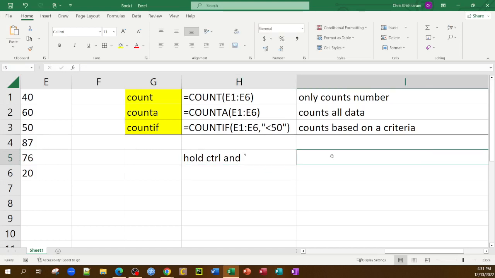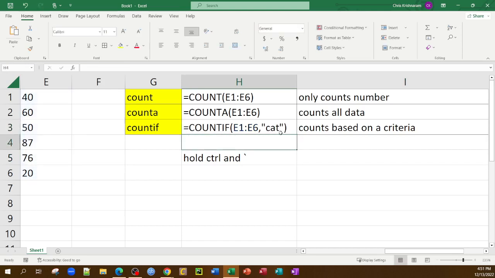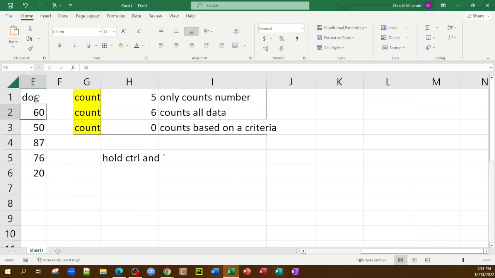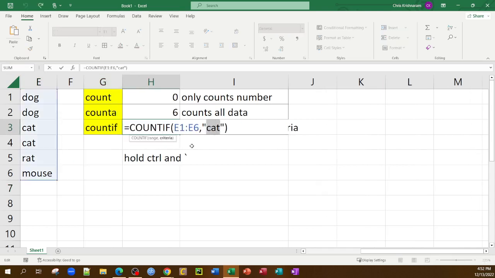Oh, what we can also try, we can look for a particular word also. So say for instance, we want to count how many times the word cat is appearing inside of a range. So notice my criteria is the word cat. So I could type in dog, cat, rat, mouse, and notice my COUNTIF criteria is set to cat, so it's counting how many times the word cat is appearing inside of these cells here in this range.